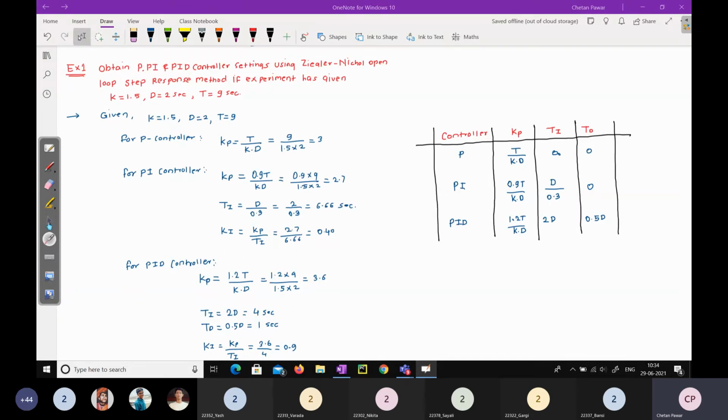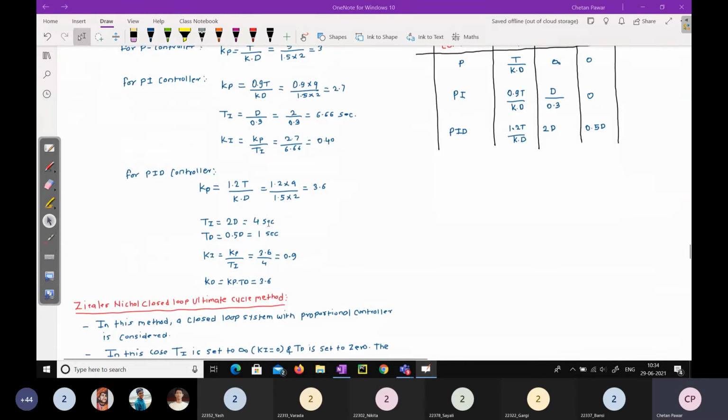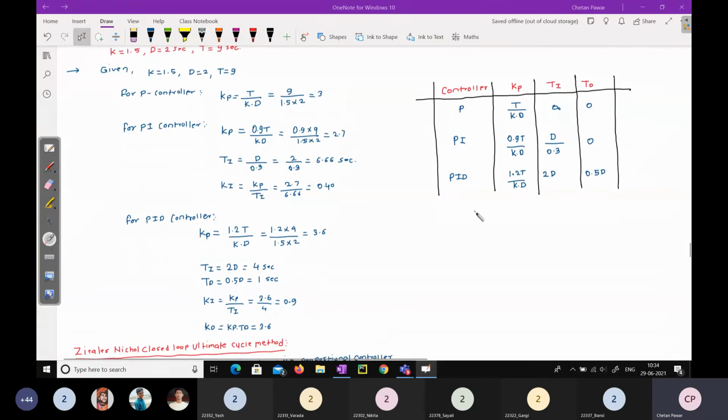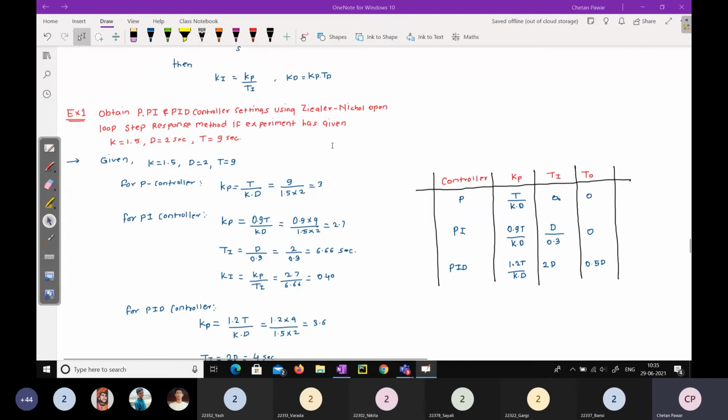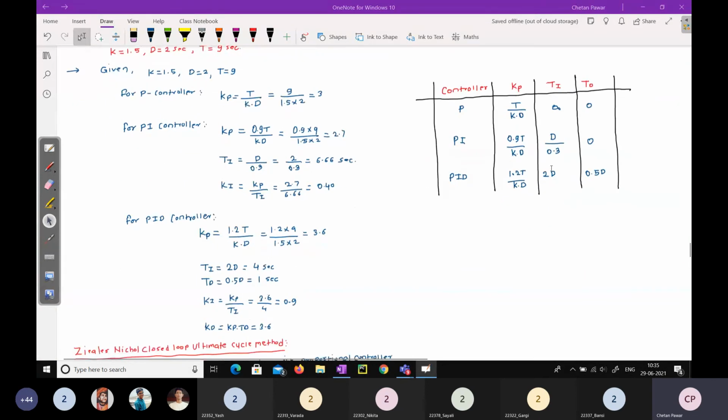And for a PID controller, same thing. Kp will be 1.2 into T divided by K into D. So just formulas are used. If they ask you to find out using the Ziegler-Nichols open loop step response method, you can just use the formulas and determine the values.